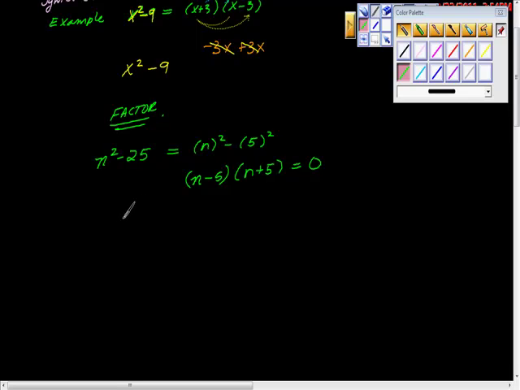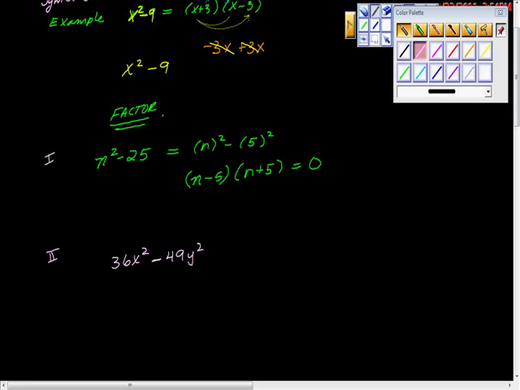Here's another one, so let this be number 1, and let this be number 2. Our second example would be this: 36x squared minus 49y squared. So we're looking at this. Here's what I'm saying. 36 is a perfect square. X squared is a perfect square. 49 is a perfect square. Y squared is a perfect square.